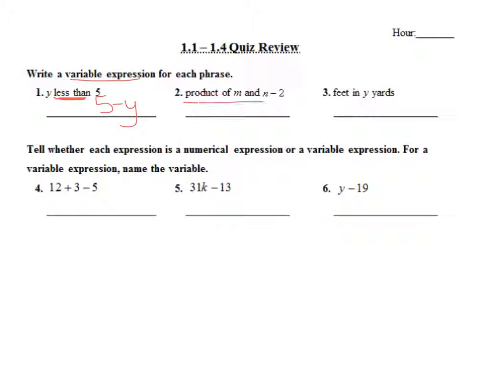The product means multiply. Since you're multiplying m and n minus 2, we actually need to write n minus 2 in parentheses.